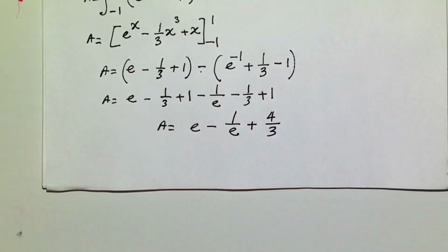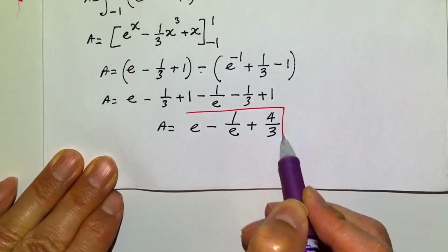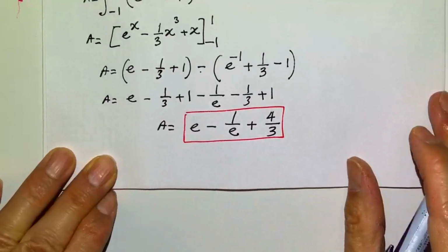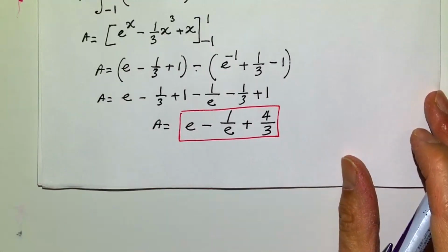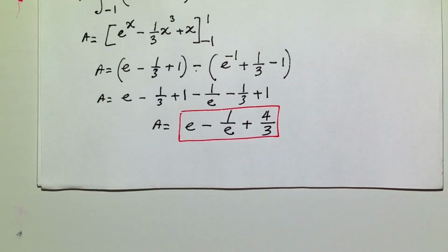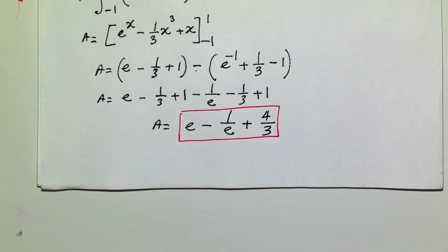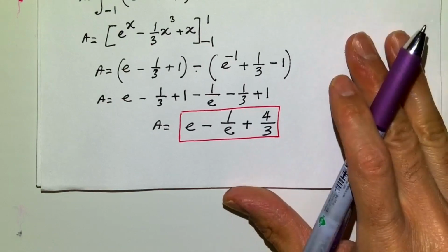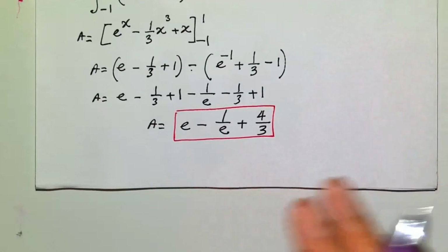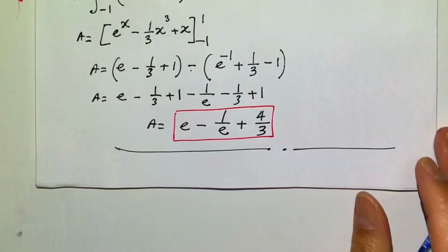Okay, so notice that in this case, I have basically kept all the terms in exact form. If, however, they ask us to calculate this quantity to certain decimal places, then we would do that. We would calculate e minus 1 over e plus 4/3 and round to a certain decimal place. But as long as we're not asked to do that, I'd rather leave the answer in exact form. Okay, so that's one example.